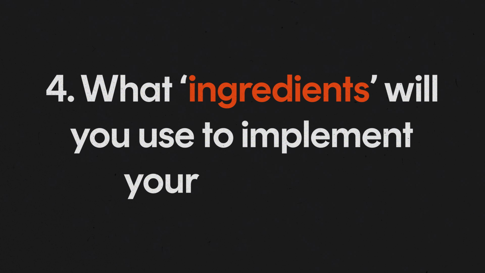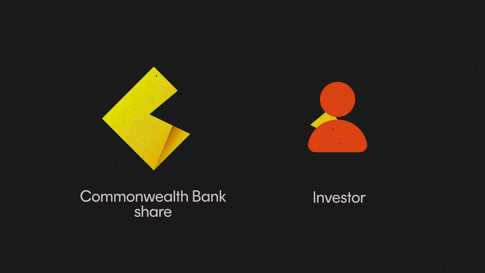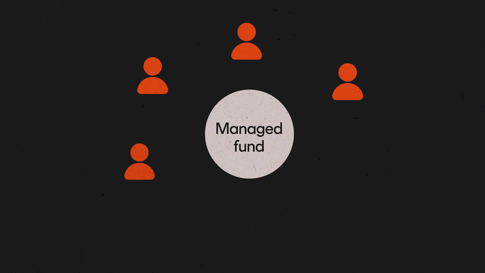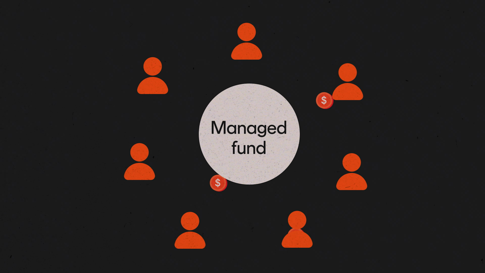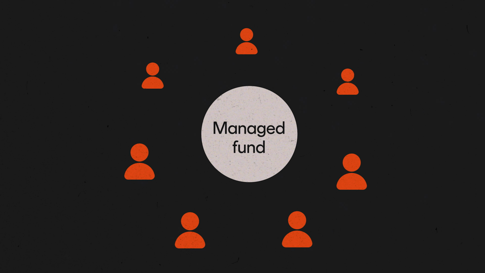Number 4, what ingredients will you use to implement your portfolio? The benefits and risks associated with each investment choice differ, so it is important to choose wisely. Direct shares give you direct ownership of a part of a company, which involves stock-specific risk, for example. Managed funds, money is pooled together from multiple investors and then invested into a portfolio of assets such as stocks or bonds. Traditionally, investors buy units in a managed fund by making an application to the fund manager.